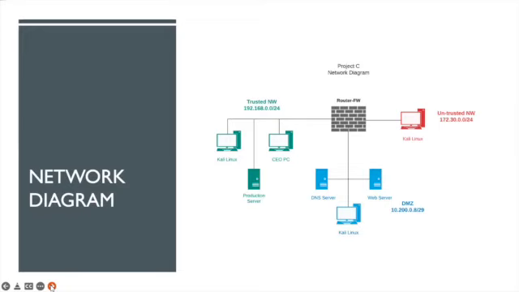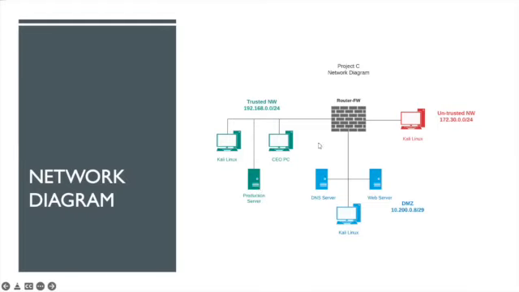Here I have three networks, 1, 2, and 3. One is the trusted network, which IP is 192.168.0.0. And another one is the untrusted network. The trusted network consists of one Kali Linux machine and one PC. As per the project requirement, I have included the production server inside the trusted network.